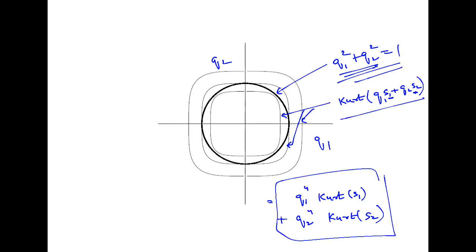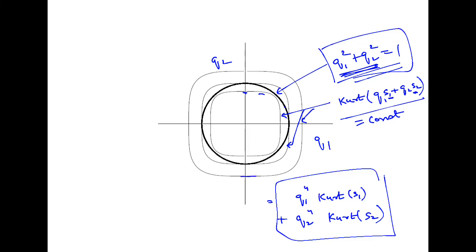I'm sorry. On the squares, the kurtosis is constant. The square is the set of points where the kurtosis of this term is constant, and the circle is the one where Q1 squared plus Q2 squared is equal to a constant. If I were to grow the kurtosis, I will grow this square, but I want to keep this constraint also. So what is the maximum I can grow this square while not violating this constraint? What will that point be?